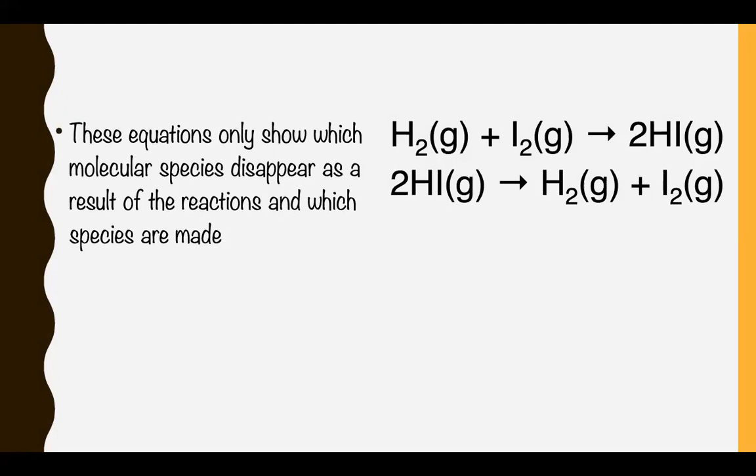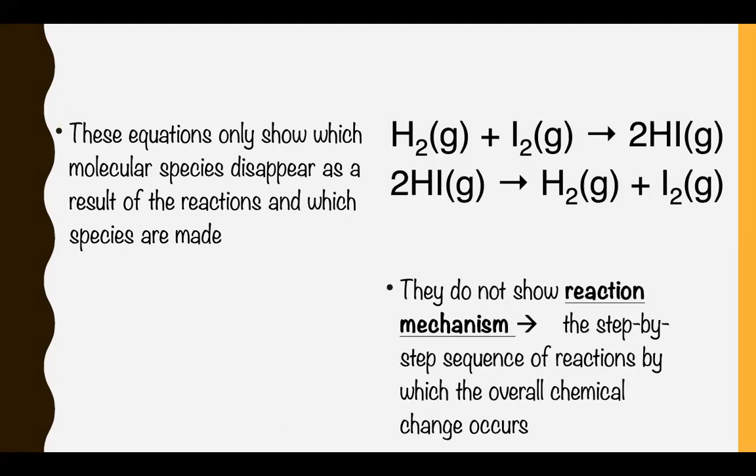Now, these two equations only show which molecular species disappear as a result of the reactions and which species are made, but it doesn't actually show you what's called the reaction mechanism, which is the step-by-step sequence of reactions by which the overall chemical change occurs. It only gives you an idea of the overall reaction. It doesn't actually tell you how the molecules actually interact with each other to form these products.